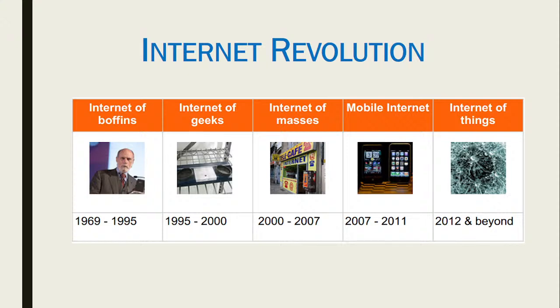It is used to describe people who are academics, researchers, scientists. In general, we can say academics; we can call those people Boffins. So that's how the term Internet of Boffins came up, because this network was only accessible to a limited number of people, only these researchers. They utilized the internet for sharing their results and resources.